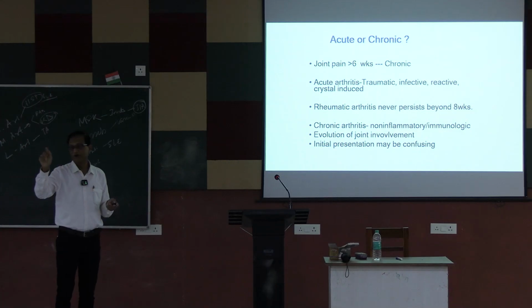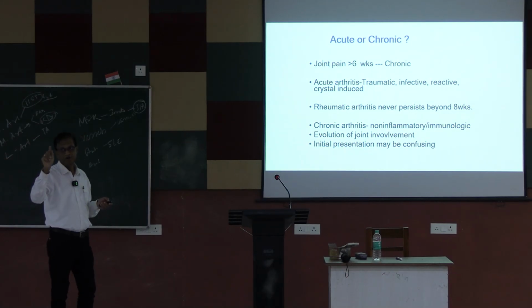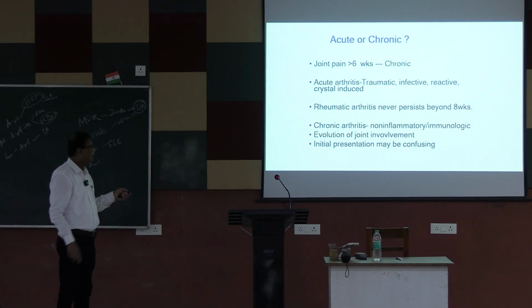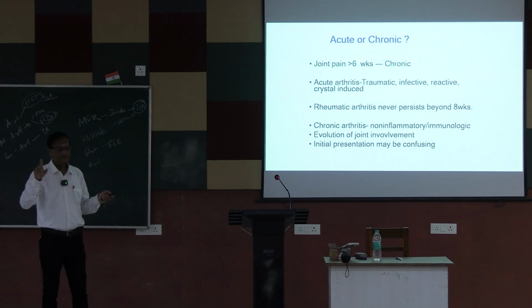Whenever you find any acute monoarticular arthritis, refer the patient immediately to the hospital. It is a medical emergency, either due to trauma or due to infection. Rheumatic arthritis never passes beyond 8 weeks. Rheumatic arthritis is not chronic, it is acute arthritis, and it is migratory. Yes, JIA is a non-migratory additive arthritis.